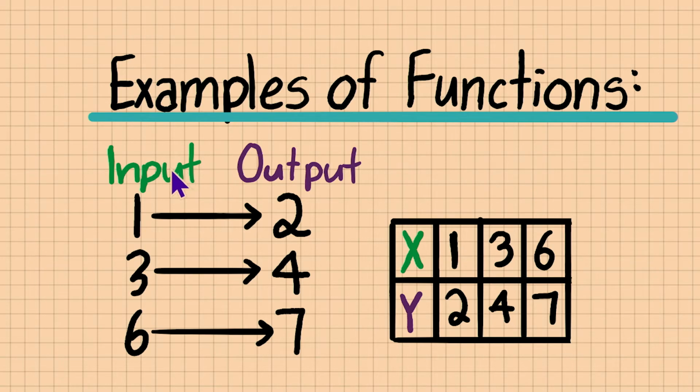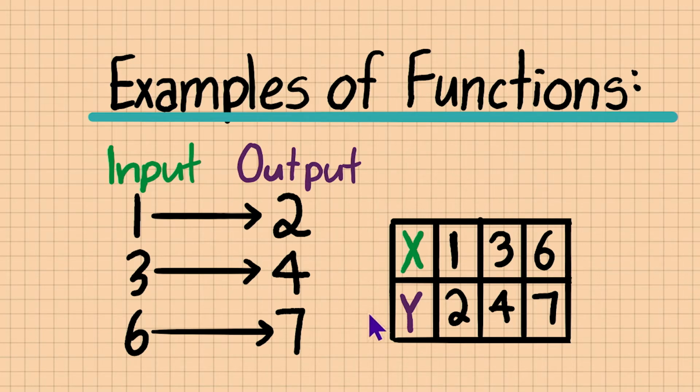So the first one is, as you guys can see, I labeled the functions. So these are the input values. There are 3 input values. So the input values are just 1, 3, and 6. And there are 3 output values which correspond with each input value. So the output values are 2, 4, and 7.